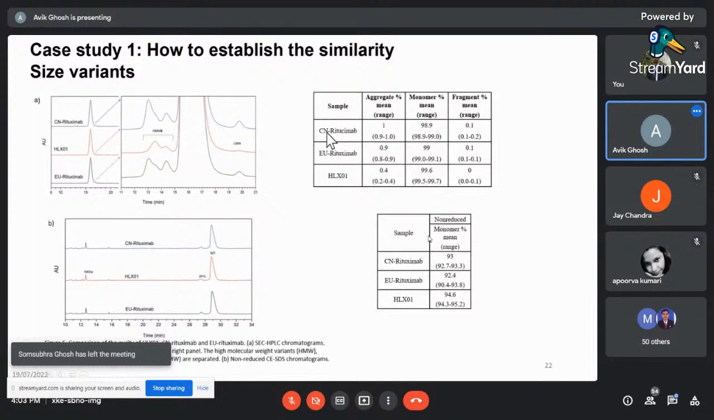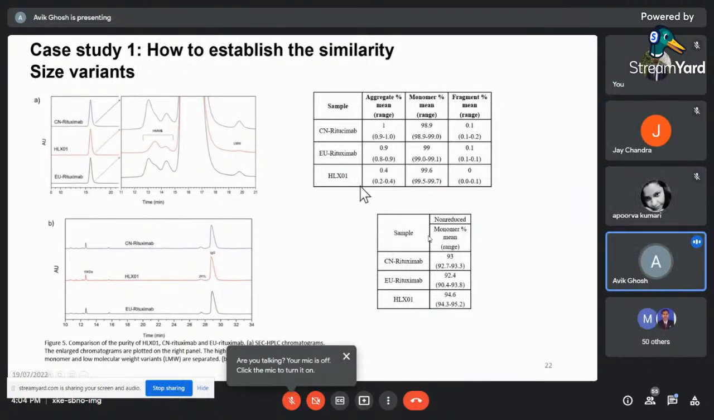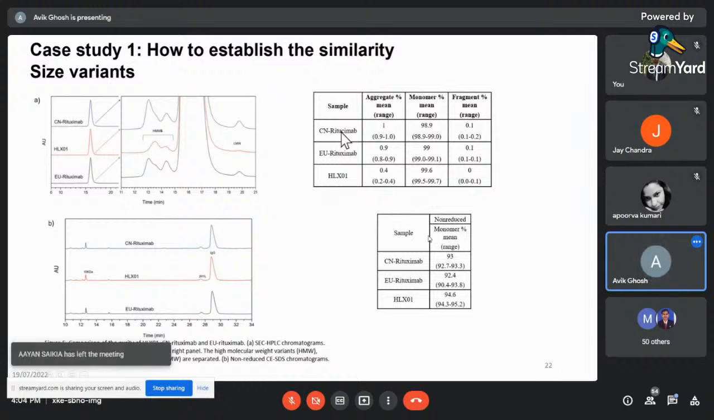So for something like HMW, even if you're not matching with the innovator, as you see here, the percent aggregate in your, say, Chinese rituximab is 1%, while in the EU it is 0.9%, wherein the biosimilar product is 0.4%. And these are the ranges. Right? Obviously, in this biosimilar product it is low, but that is good, actually, because this is an impurity. So if you have a low impurity, that is fine. You don't need to match the impurity if it is higher in the innovator product.